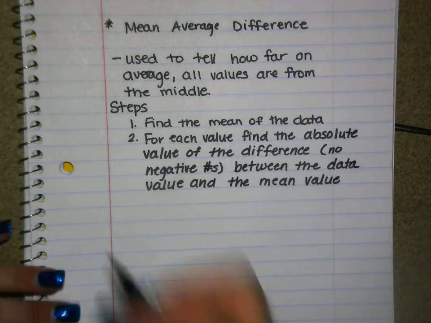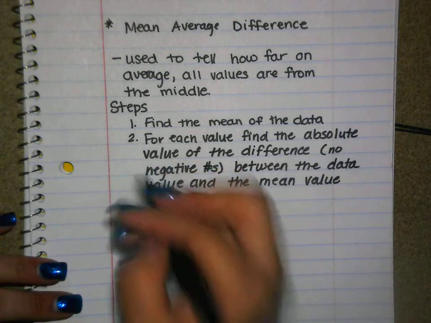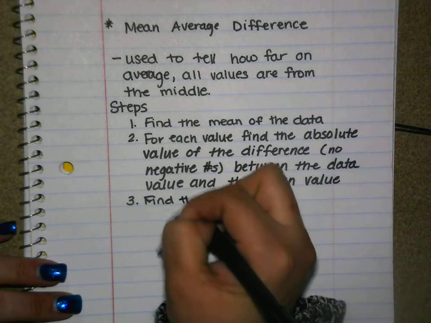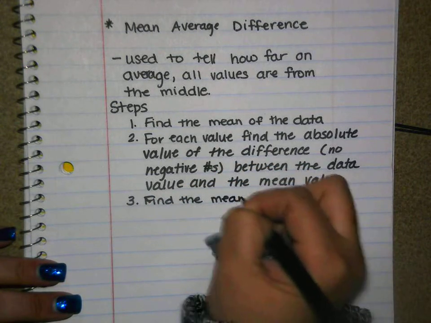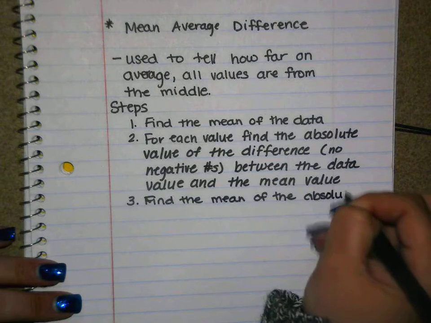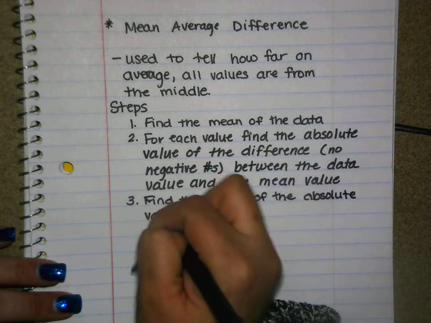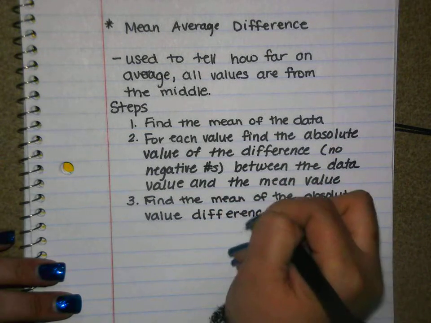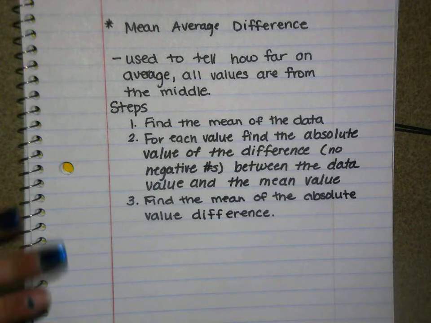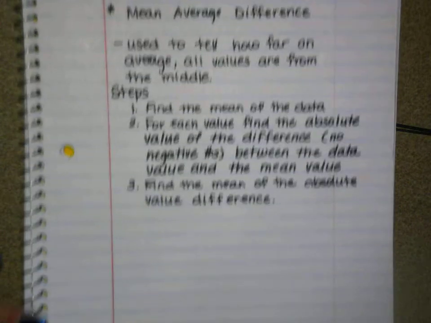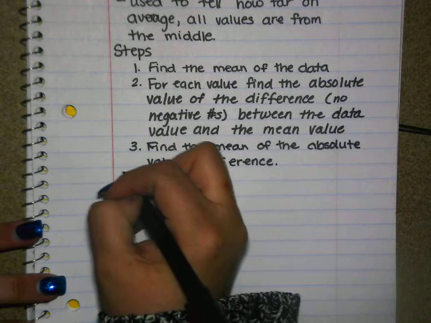Okay, so then the third step would be to find the mean of the absolute value difference. So we're going to take those differences and we're going to take the average of those differences yet again. It's like taking a double average, right? What's the average, and then how far away from the average are each of the points in the data set. Okay? So let's look at an example, and maybe that'll help you understand the MAD even better.